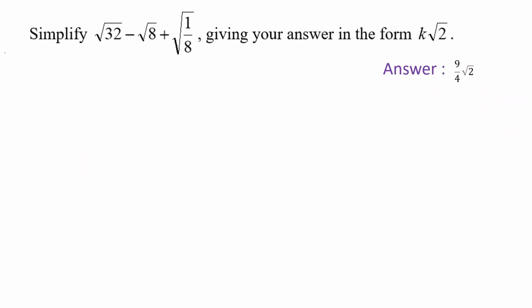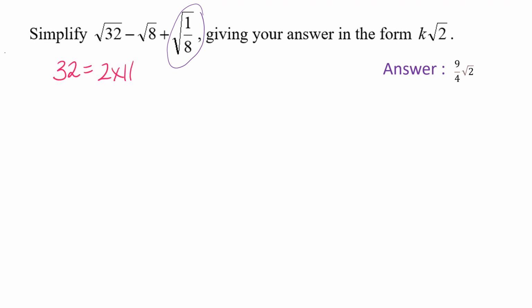Right, so this is also another question where we need to simplify surds, except that it's slightly harder. Why slightly harder? Because it involves something like this. We have square root of 1 over 8. So it involves something called rationalization of surds. Right, but let's try to simplify square root 32 first.